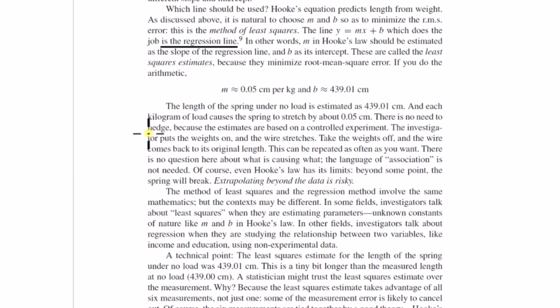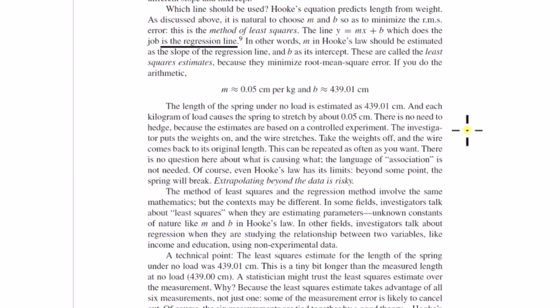There's no need to hedge because the estimates are based on a controlled experiment. The investigator puts the weights on and the wire stretches. Take the weights off and the wire comes back to its original length. This can be repeated as often as you want. There's no question here about what is causing what. The language of association is not needed. Of course, even Hooke's law has its limits. Beyond some point, the spring will break. Extrapolating beyond the data is risky.